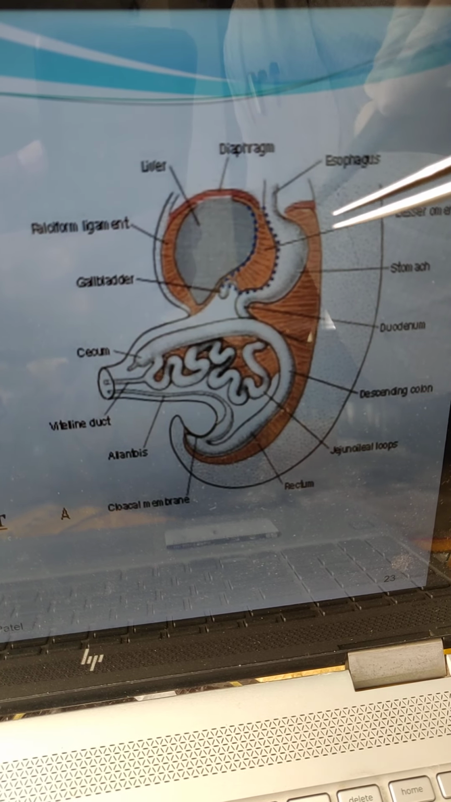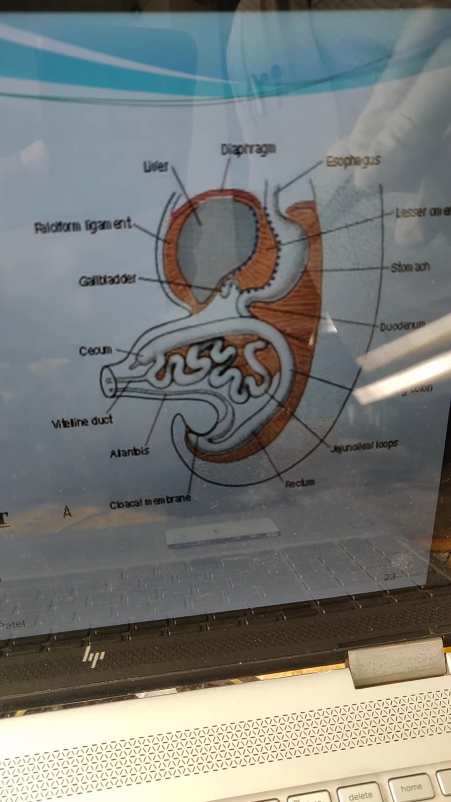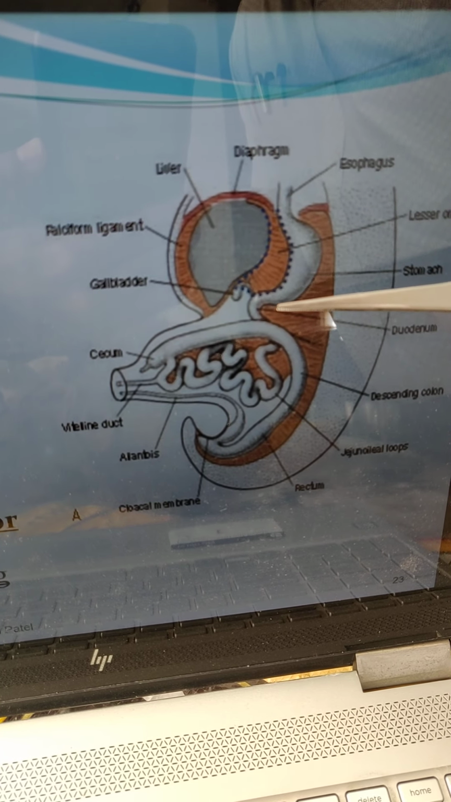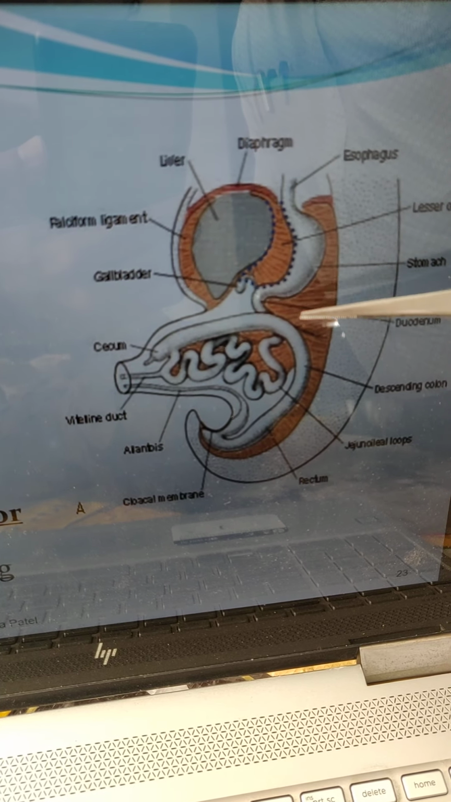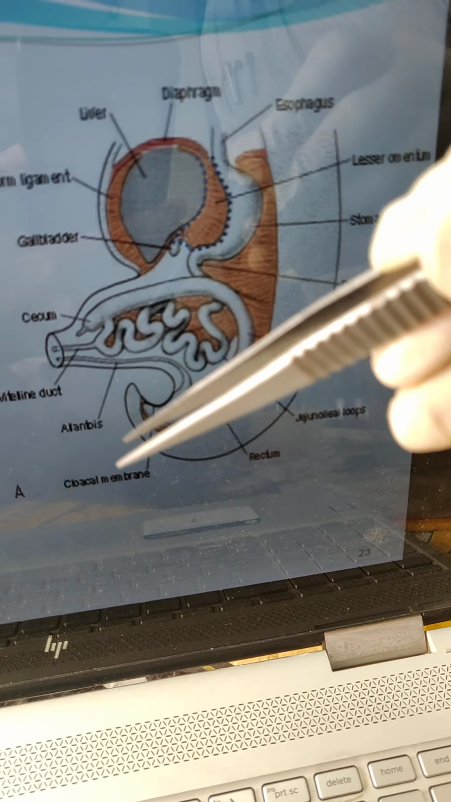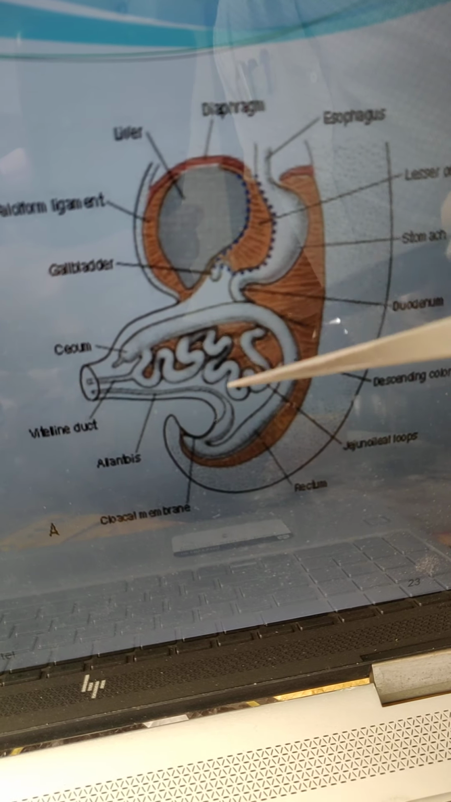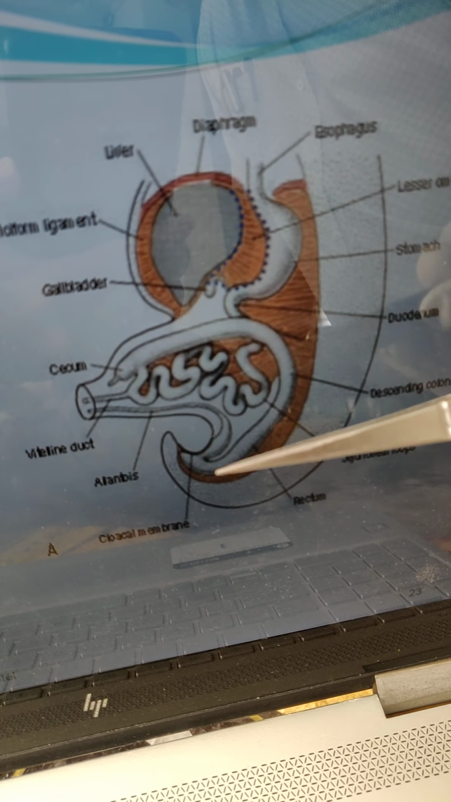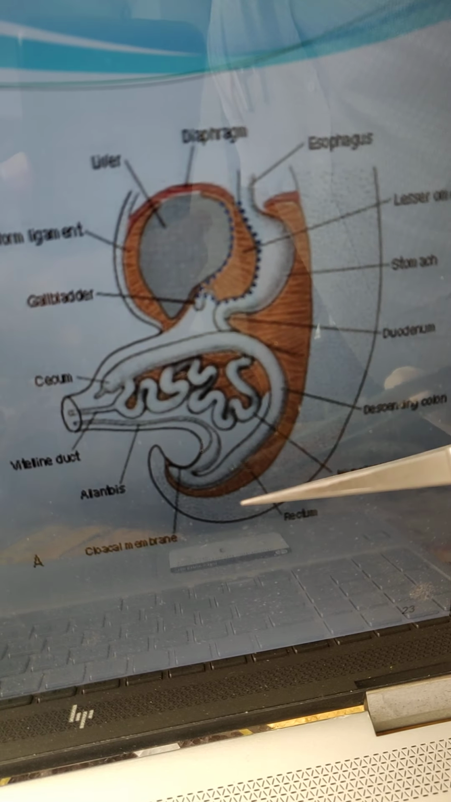But the derivatives of the midgut and hindgut are only suspended by the dorsal mesentery; there is no ventral mesentery on the derivatives of the midgut and hindgut.